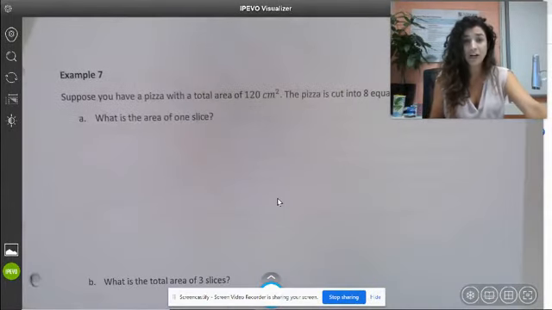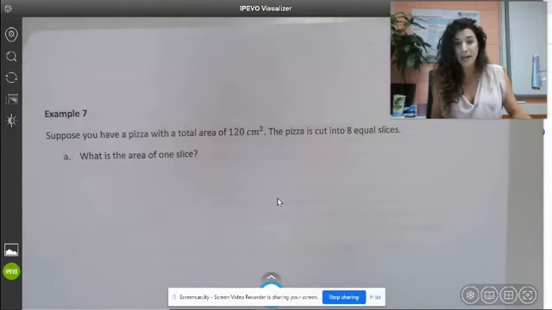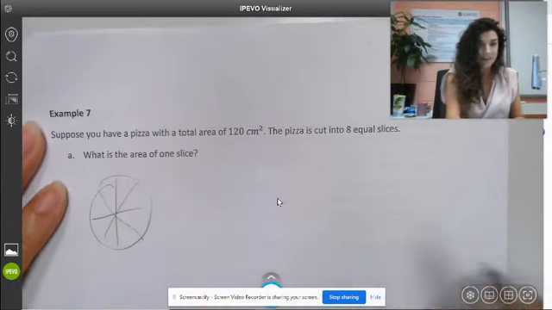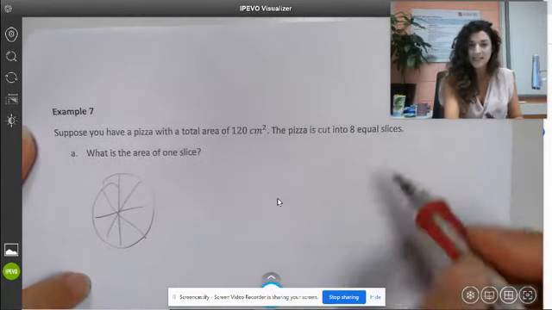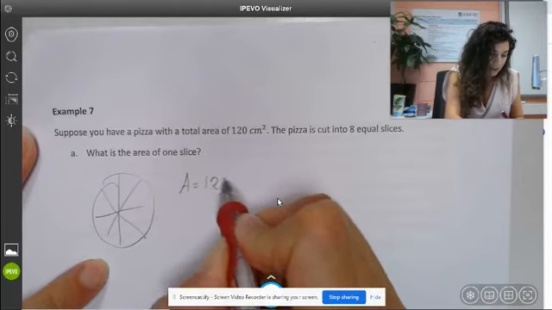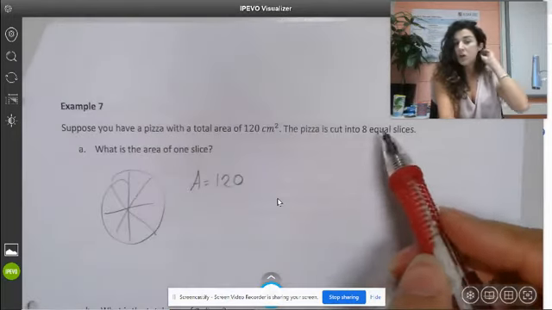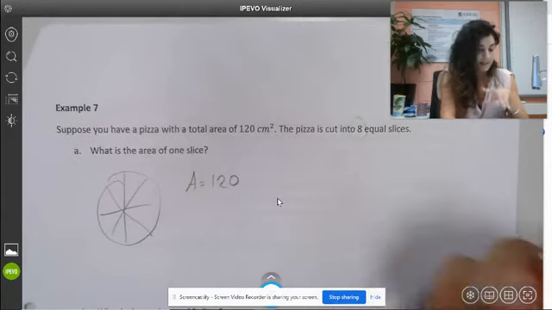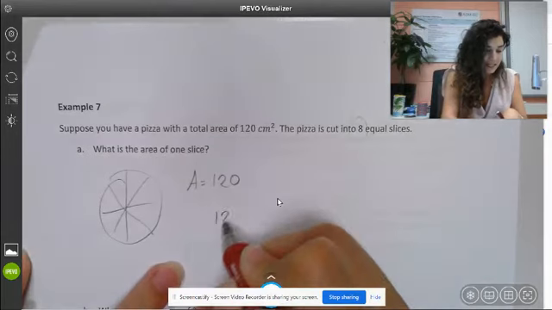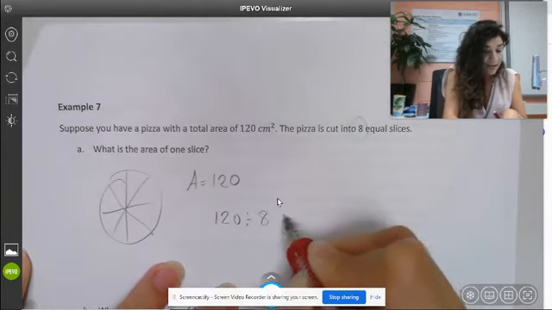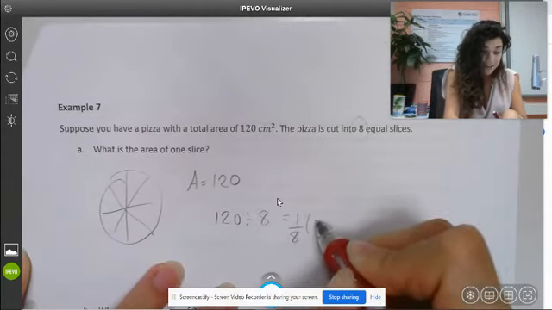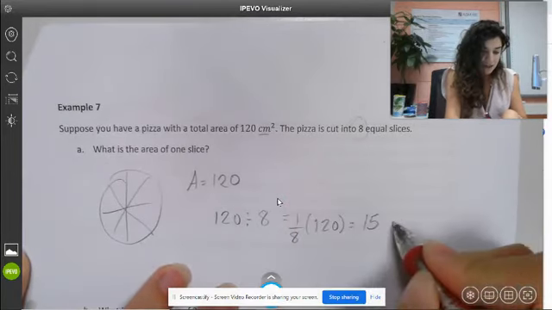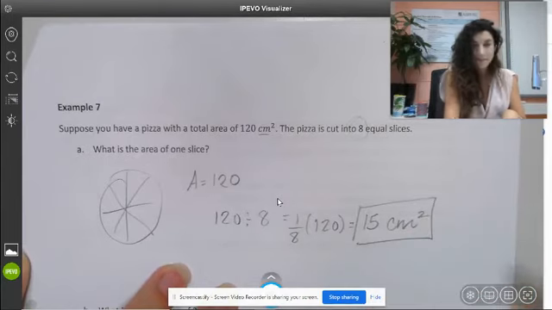Suppose you have a pizza with a total area of 120 centimeters. The pizza is cut into 8 equal slices. So if the area is 120, we want to know how much one slice is if it's cut into 8 slices. So pretty straightforward. We take this and divide it by 8, which is the same thing as saying 1/8 times 120, and that is 15. And it does say centimeters squared.